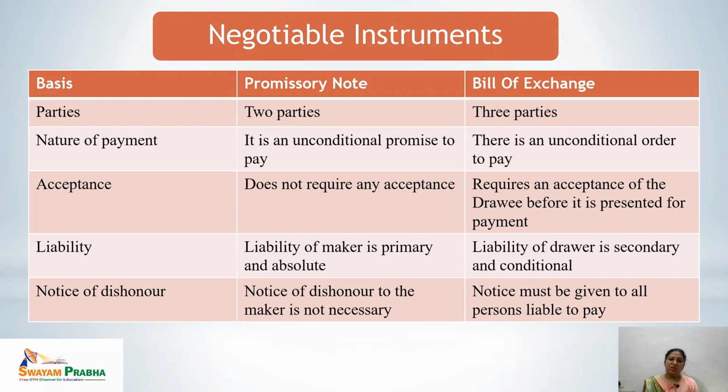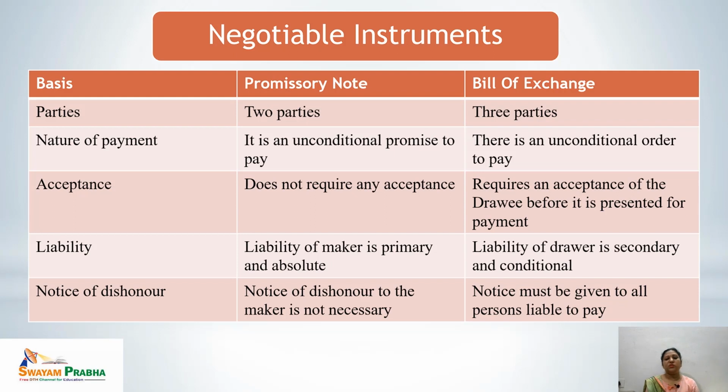Acceptance: a promissory note doesn't require any kind of acceptance. Once it is written, it is considered accepted. But in case of a bill of exchange, it is sent for acceptance to the drawee before it is presented for payment. Next point of difference is the liability.